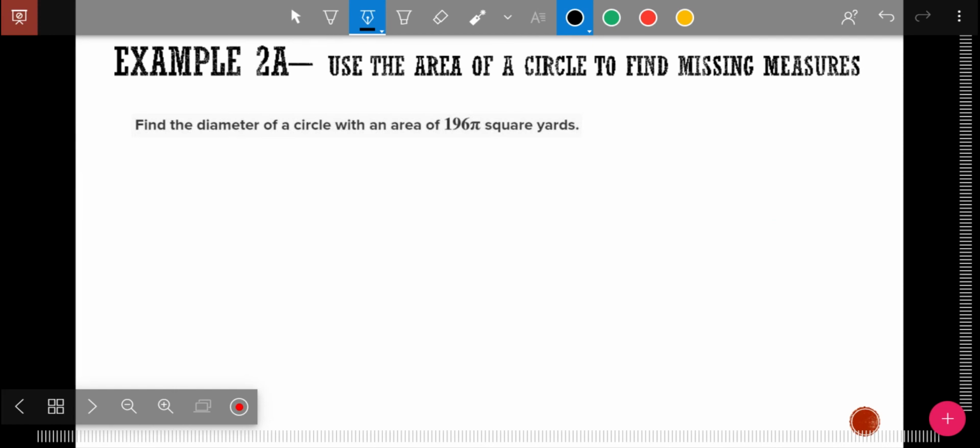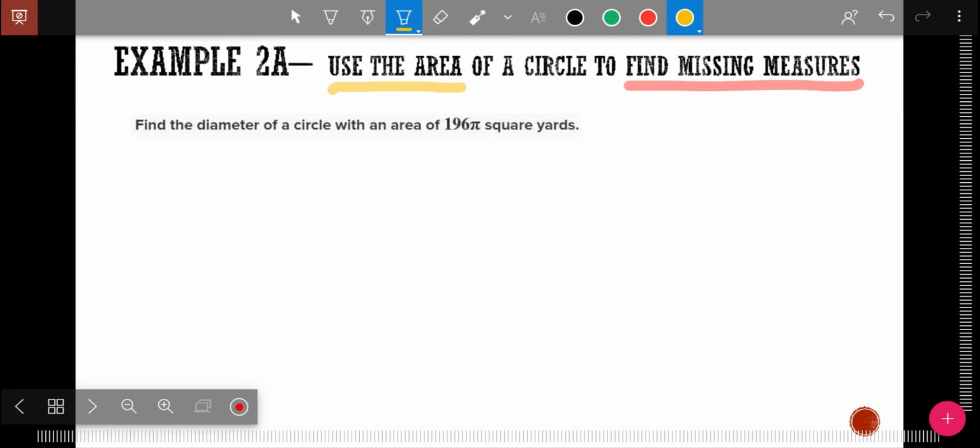All right, so the last kind of problem we're going to have today is like a working backwards, using the area of a circle to find the missing measure. So we're going to work backwards on these ones. We're going to be given the area to start, use the area, and then end by finding missing measures.